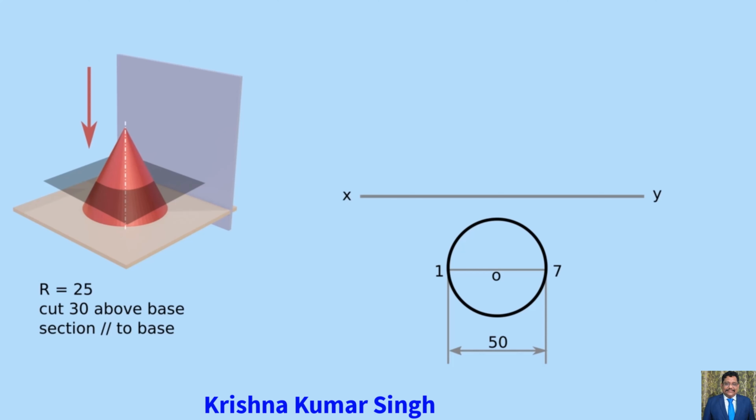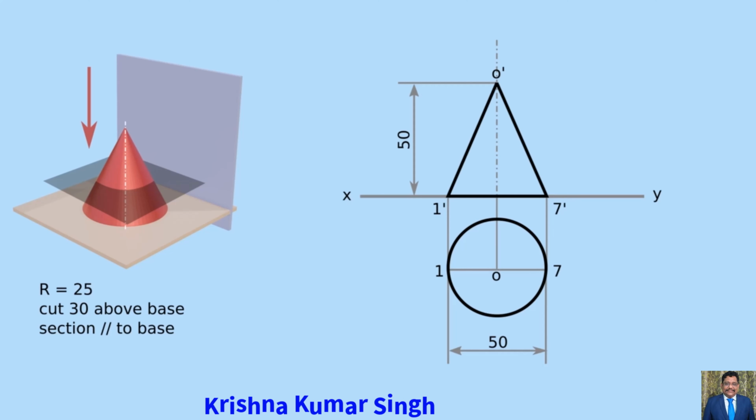Now project its front view. Its front view is a triangle. For that, draw the construction lines in the upward direction from the top view, so that 1-7 is shifted in the front view such that it lies on the XY axis. Now mark point O' above XY such that it is 50 mm above the midpoint of line 1-7, because it is given in the problem that the length of the axis of the cone is 50 mm. Now join O'-1 and O'-7, and a triangle is formed. Here our front view of the cone gets completed.